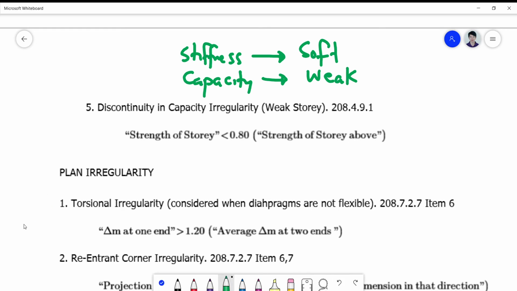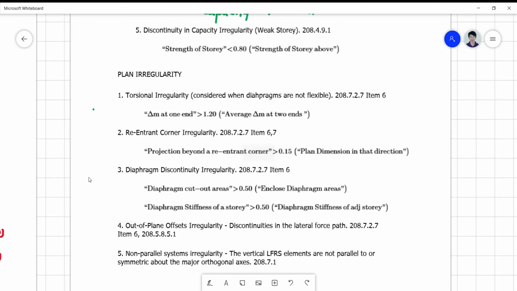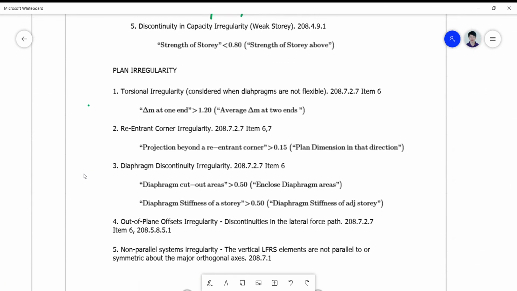So let's move over to the plan irregularity. We also have, I think, 5 of this. So for the first one, the torsional irregularity, it is considered when the diaphragms are not flexible.